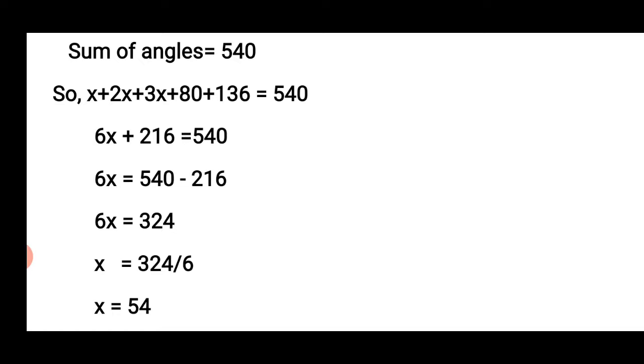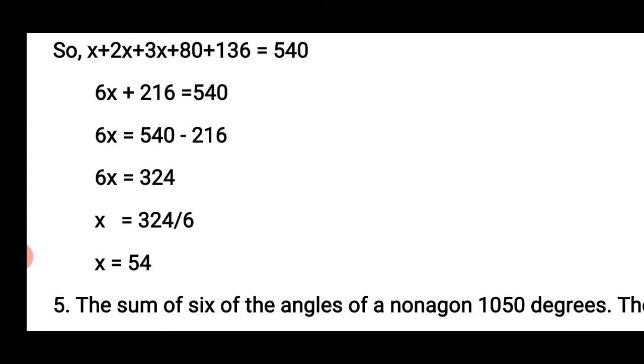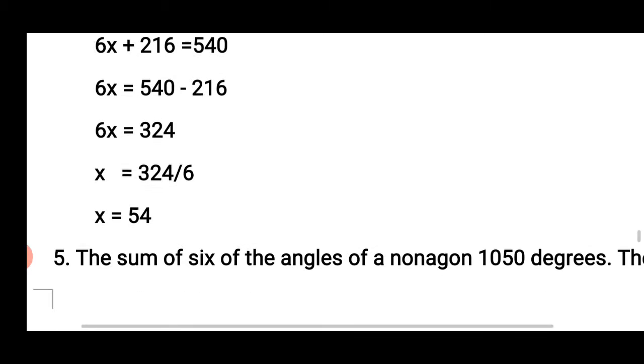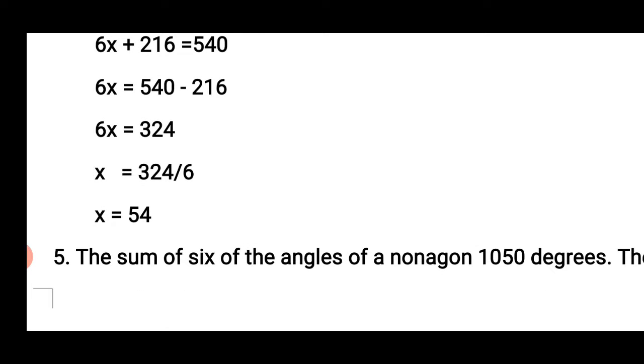Now 6x is equal to 324. Now divide both sides by 6. When you divide 6x by 6, you are going to have x. And when you divide 324 by 6, you have 54. So x is equal to 324 divided by 6. And finally, our x is equal to 54.